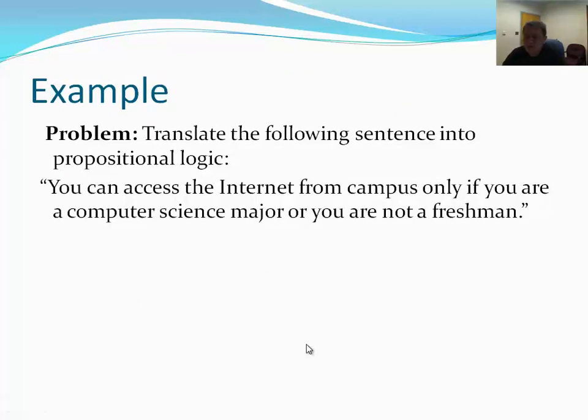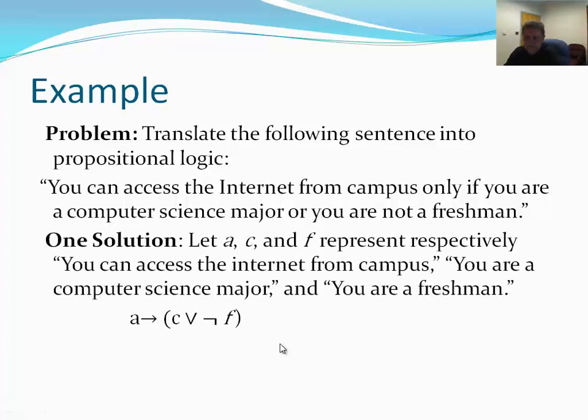Example, translate the following sentence into propositional logic. Here's the example. You can access the internet from campus only if you are a computer science major or you are not a freshman. First, what do we do? We go to the atomic sentences or the propositions. You can access the internet from campus, right? One. You are a computer science major. Another one, you are not a freshman, or you are a freshman.